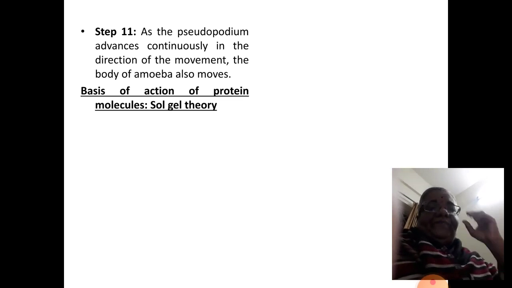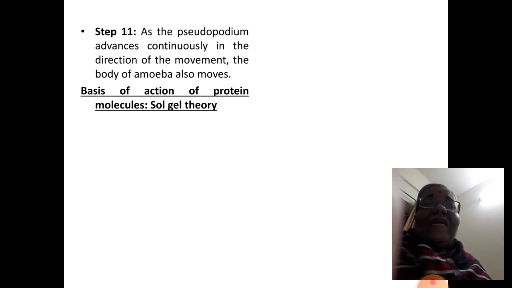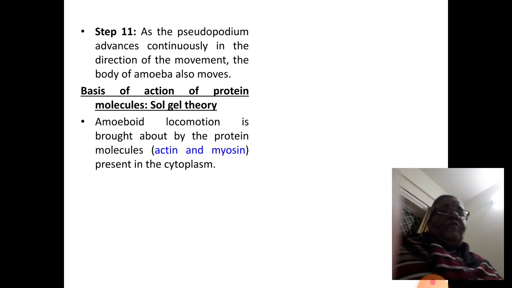What is the basis? This may be a little complicated for you, but listen to the video lecture 2 or 3 times, you will become acquainted. Let's see now what is the basis. Why sol becomes gel, gel becomes sol, and how exactly it happens. Amoeboid locomotion is brought about by protein molecules. There are 2 protein molecules, actin and myosin. The same protein molecules are present in our muscle cells also. So, protein molecules present in the cytoplasm bring about amoeboid locomotion.